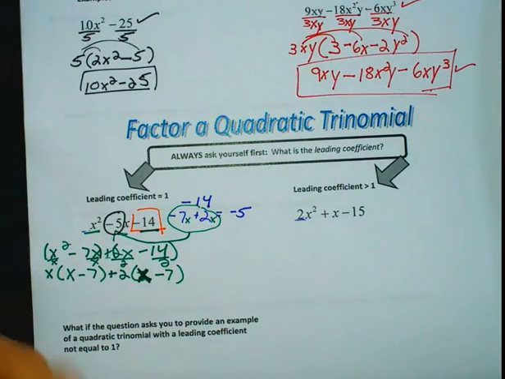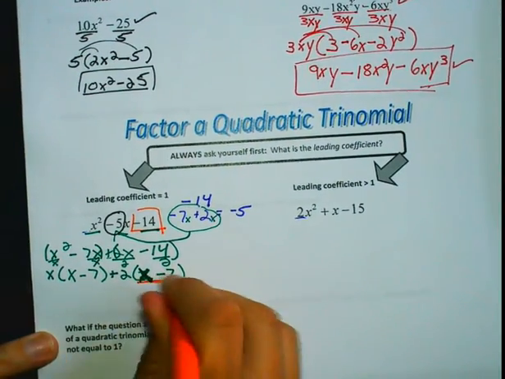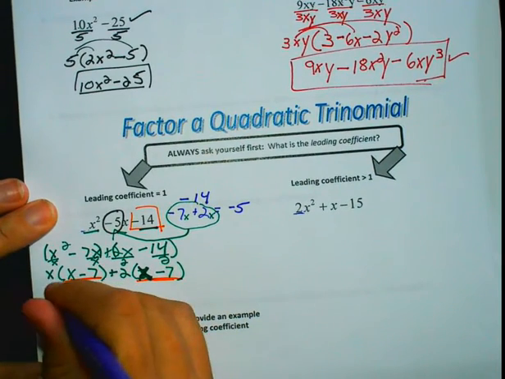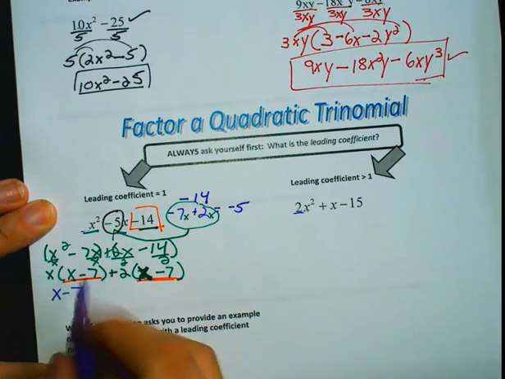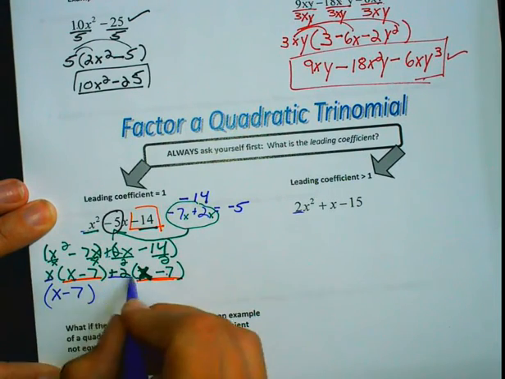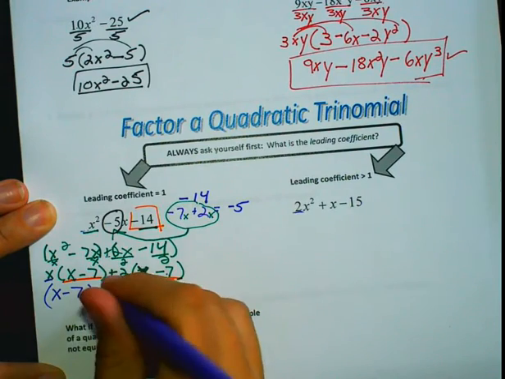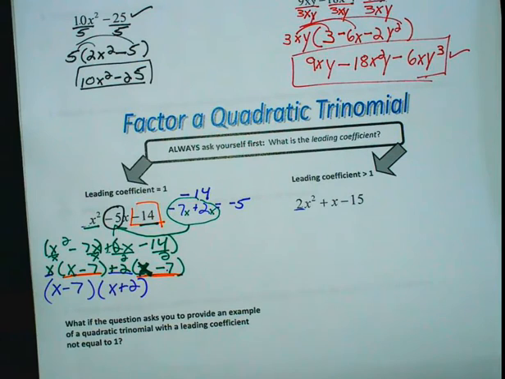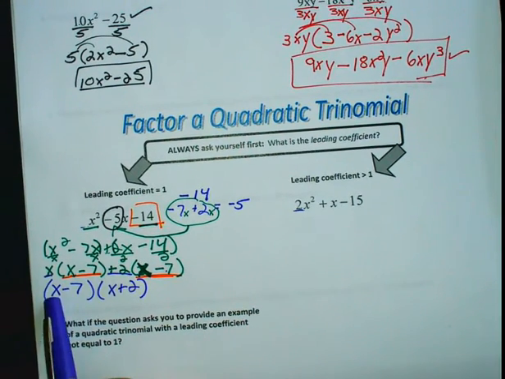Notice that this is the same as this. So now we're just going to rewrite. We have x minus 7 times, and then you're going to take what's left here that you factored out, x plus 2. So these are your two factors, x minus 7, x plus 2.